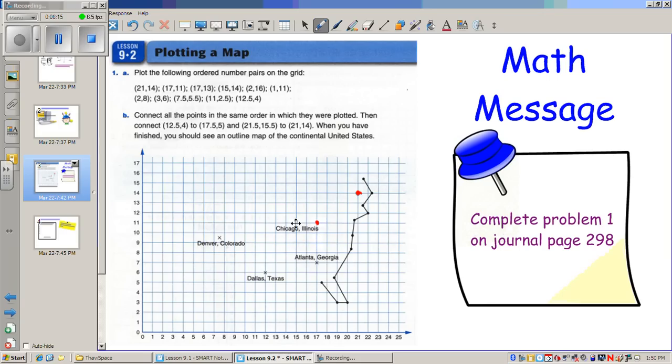Okay. And we'll do one more. 17 again over to 13, which looks like it's right here. All right, we'll finish this up in class, but I want you to think about when you're plotting points, how important it is to make sure you double check your lines, make sure they're on the right line, and follow it down and across. All right.